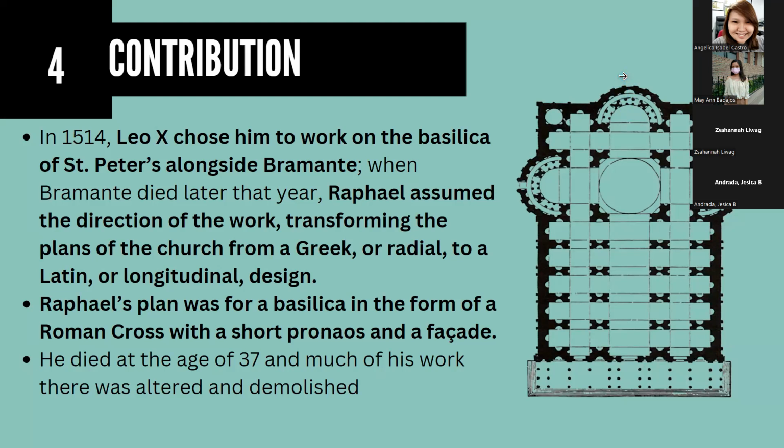Raphael's plan was for a basilica in the form of a Roman cross with a short pronaos and a facade. The main change in Raphael's plan is the nave of 5 bays with a row of complex apsidal chapels of the aisles on either side. Raphael died at the age of 37 because of a fever, and so most of his works was altered or demolished.